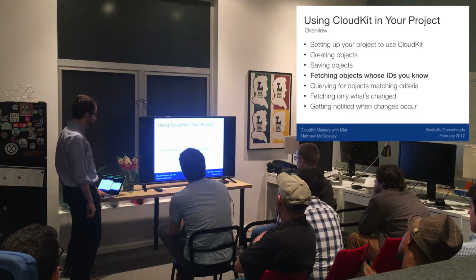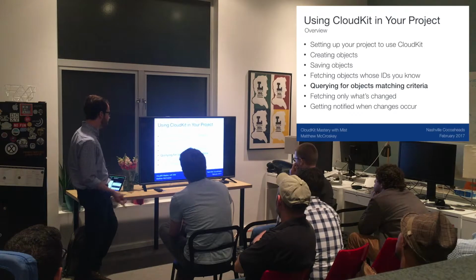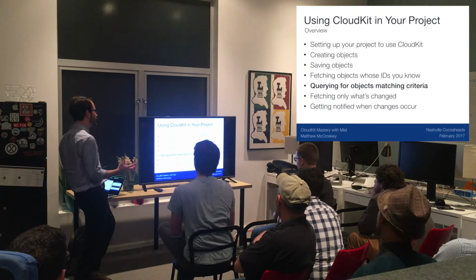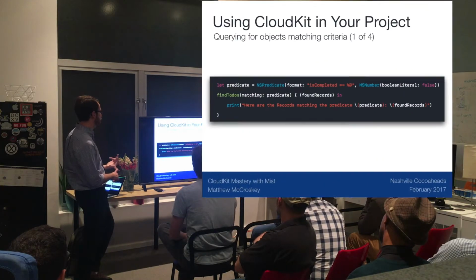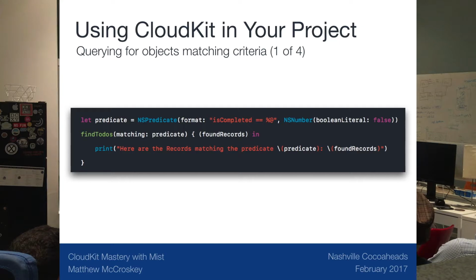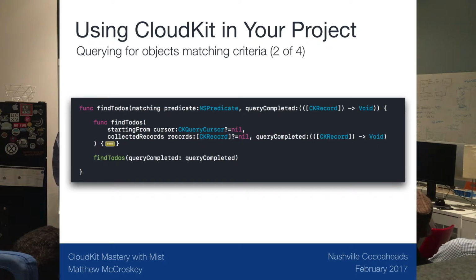So that's fetching objects. Querying for objects matching criteria. Again, what if we wanted to know all of the incomplete to-dos, regardless of what we already have? You start by creating a predicate that describes what you want, and then here I put it into this custom function. I wonder why I've done that. You'll see that. So you put in the predicate, and then you get the records that we found, and I just print them out. Why did I create a custom function, though? I did that because there's recursion involved with using this operation. So here's that function. It has another function inside of it, which is very similar, and all we do in the outer function is just call the inner function, passing in that completion block.